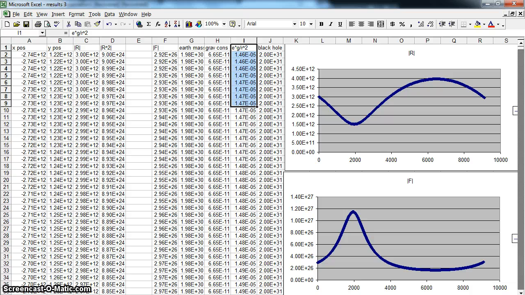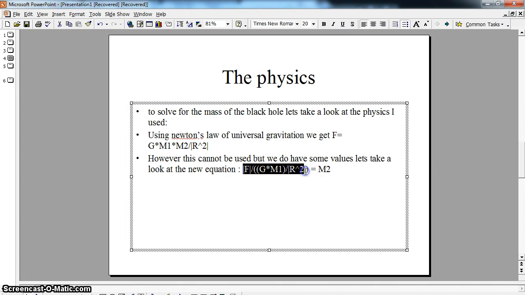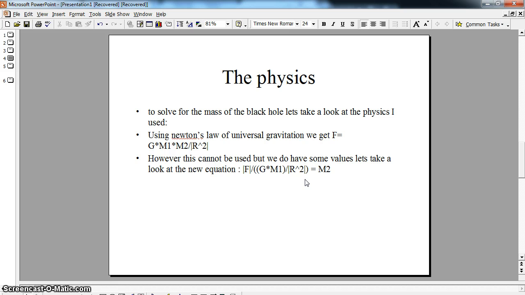And then we pass it over to the other side of the equals sign, which means instead of multiplying, it's going to be dividing by F, the magnitude of the force. And doing that, solving for this, we end up with the value of the mass of the black hole, which is 2 times 10 to the 31st.